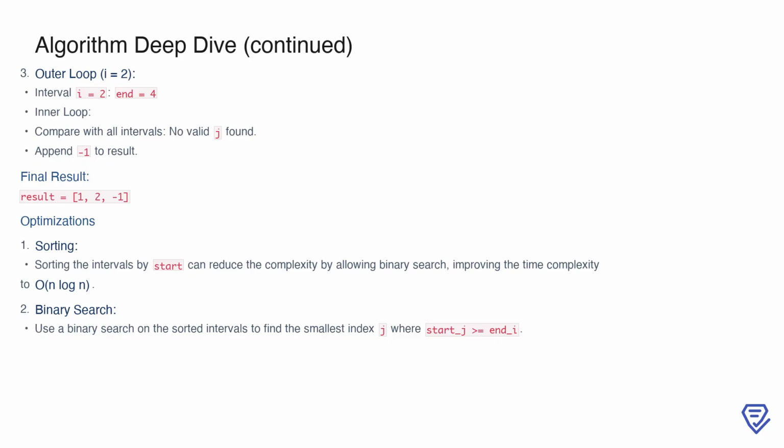To optimize this approach, we can use sorting and binary search. By sorting the intervals based on their start values, we can efficiently locate the smallest valid index using binary search, reducing the time complexity from O(n²) to O(n log n).